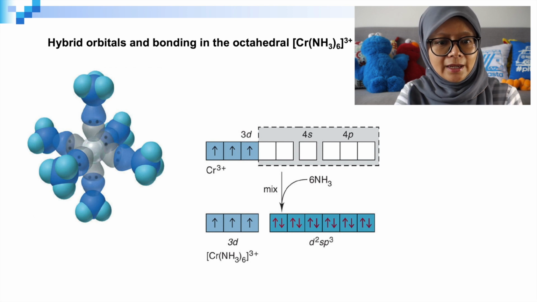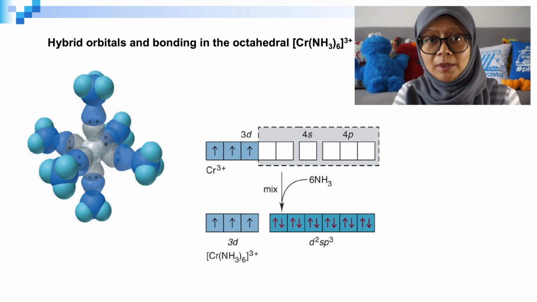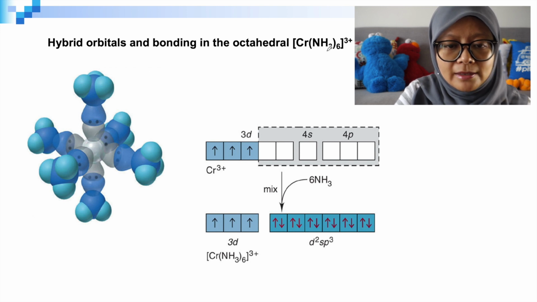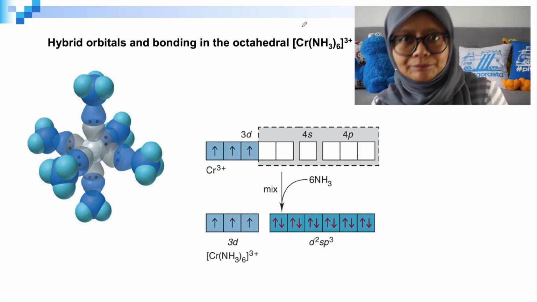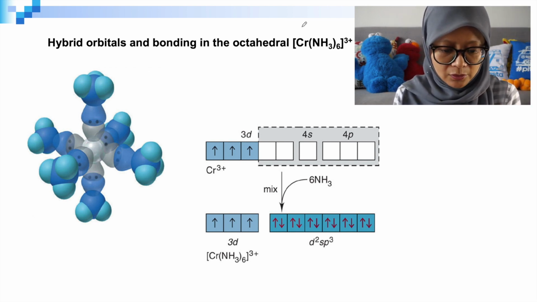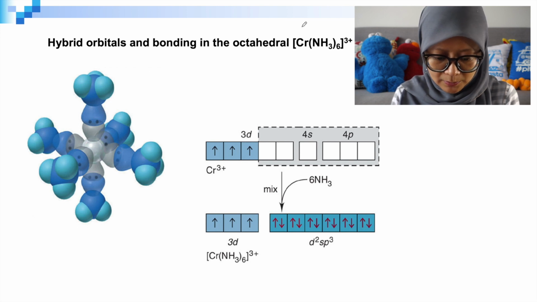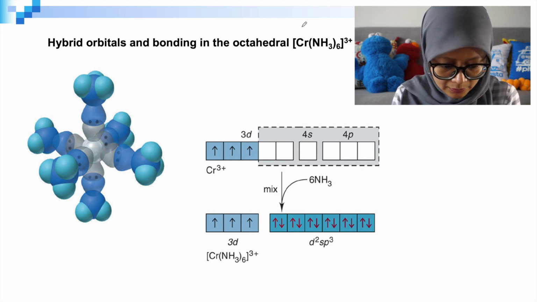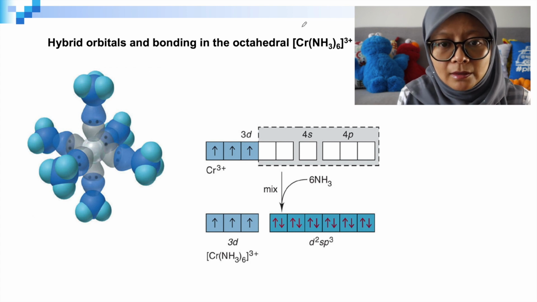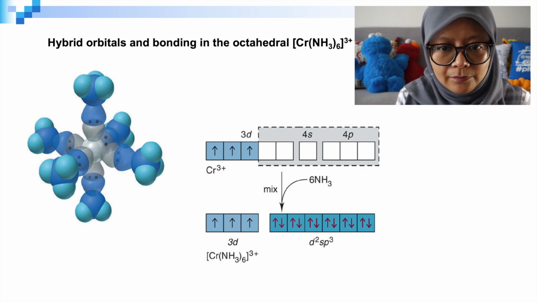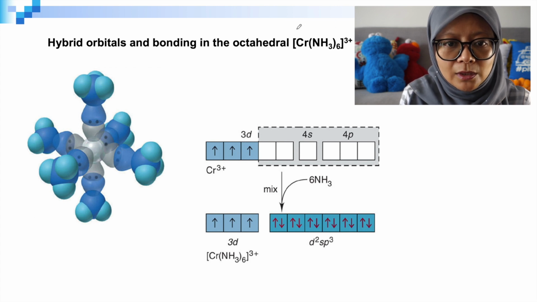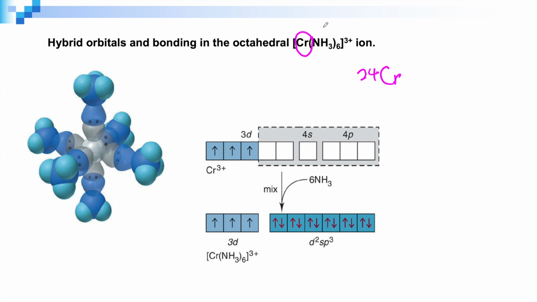Here, other than that, I have an example for chromium. Chromium with 6 ammonia here. Okay, and then what is the atomic number for chromium? Let's find out the atomic number for chromium. Chromium is 24. And first thing, you need to determine the oxidation state for this chromium. So this is 0 equals positive 3. So the chromium here is positive 3.